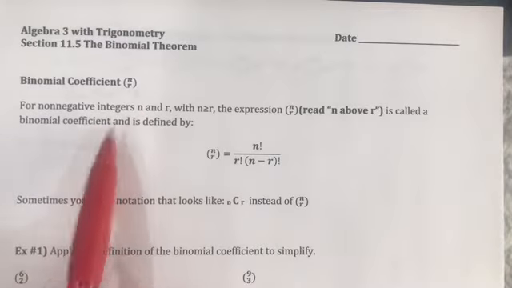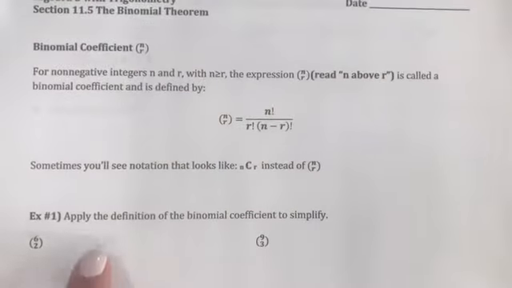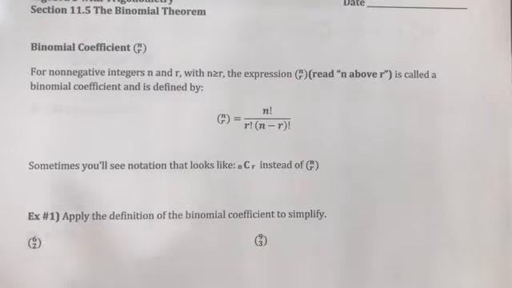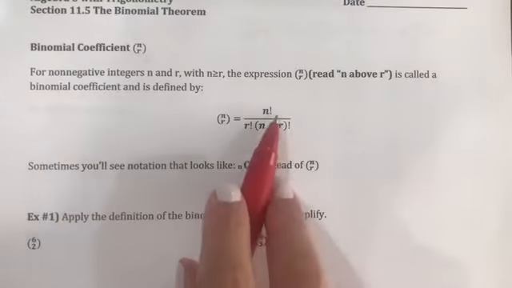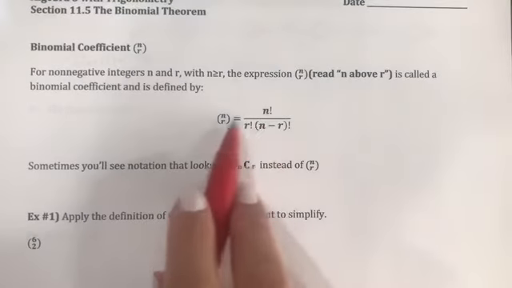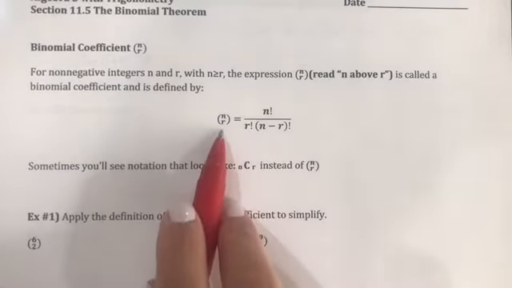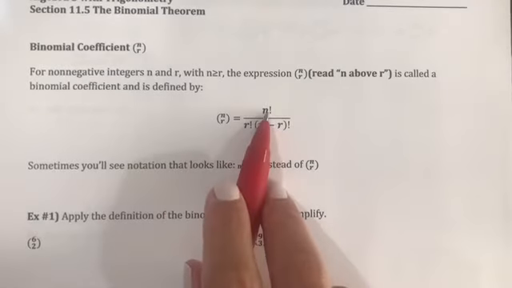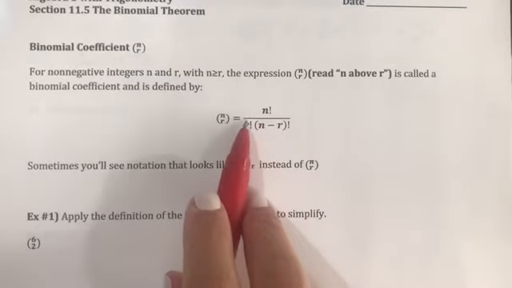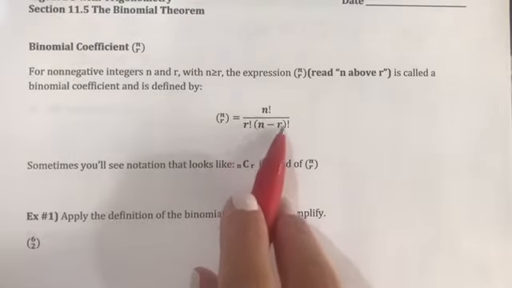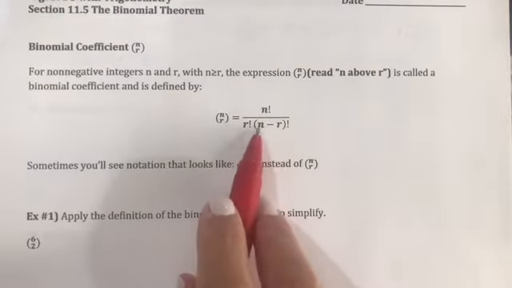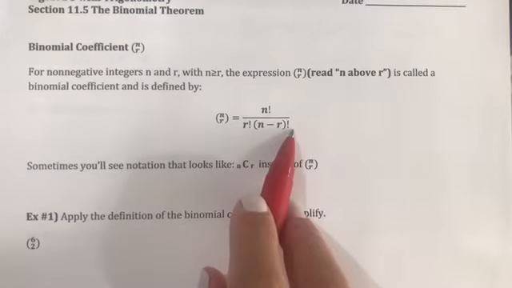You can see a couple examples down below of what those look like. So we use our factorial notation. When we have parentheses n above r, that means we're going to do n factorial on top. In the denominator, we've got r factorial, and then multiplied by the difference between the two, so n minus r factorial.